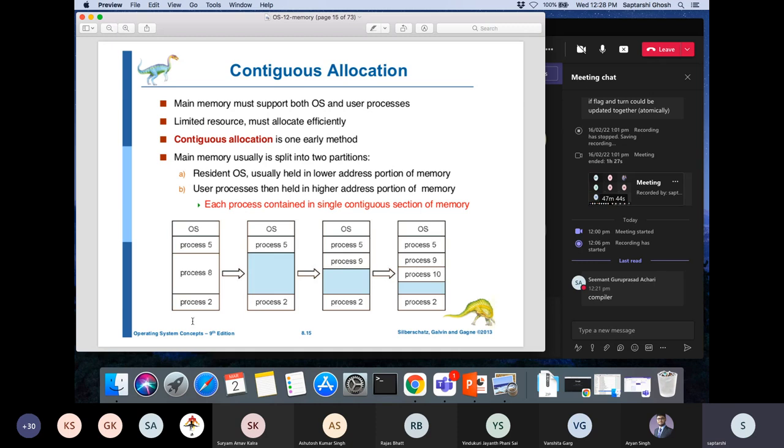If you see here, initially processes 5, 8, 2 were running, then process 8 ended. That means this empty space was created. This is called a hole. The hole is the empty space in the memory. Then a new process came, process 9, and it was allocated a part of this hole. Then the hole was a smaller hole. Another process 10 came and was again allocated a part of this hole, and so on. So every process is given a contiguous block of memory as much as it wants.